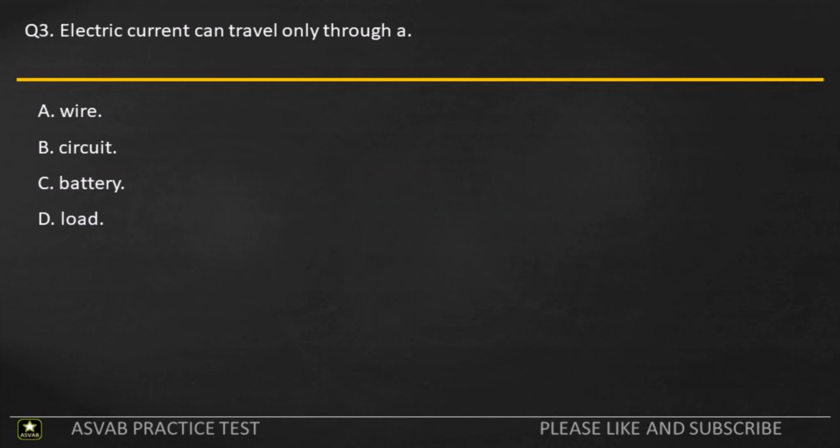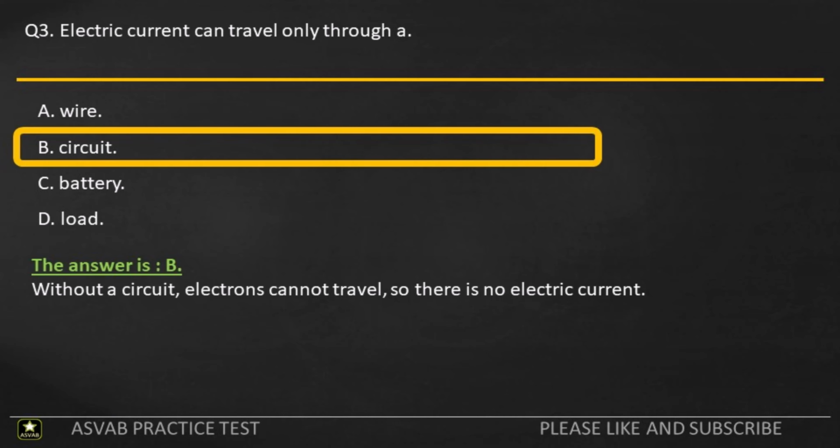Q3. Electric current can travel only through A. Wire, B. Circuit, C. Battery, D. Load. The answer is B. Without a circuit, electrons cannot travel, so there is no electric current.